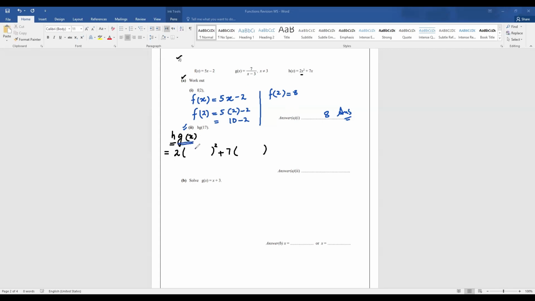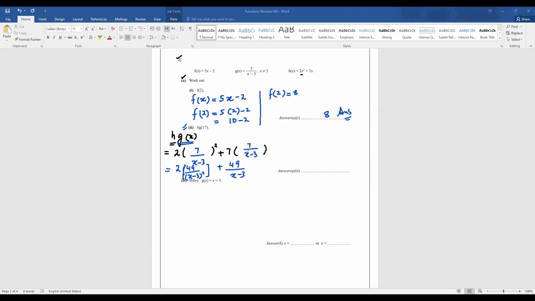What is the g function over here? It is 7 over x minus 3, and plus here also 7 over x minus 3. When we simplify this one, this is 2 times 7 squared, which is 49, and the denominator is x minus 3 whole squared. Plus 7 sevens are 49 over x minus 3. This is my answer for hg of x.